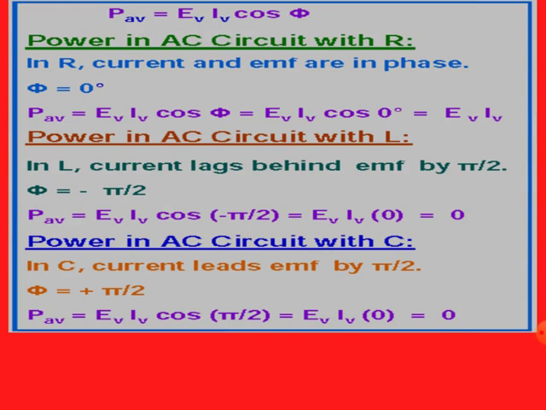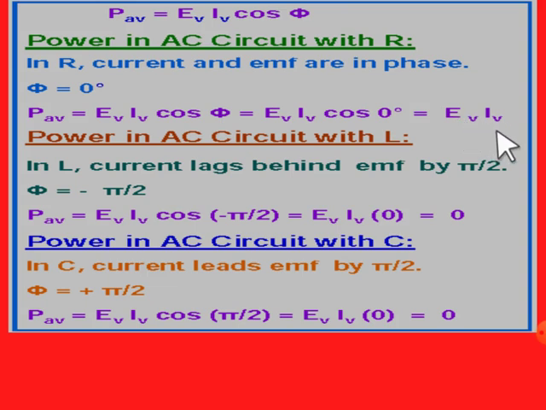Now let's see it again in different circuits, containing resistor, inductor, and capacitor alone. So from this formula, P average is equal to EV IV cosine of phi. In the case of a resistor, we know that the current and EMF are in phase, so the angle phi will be equal to 0. So cosine of 0 is 1, which means P average will be simply the product of the EMF and the current. In our lower class, in class 10, you might have learned that power is equal to V into I. That is what we are having here.